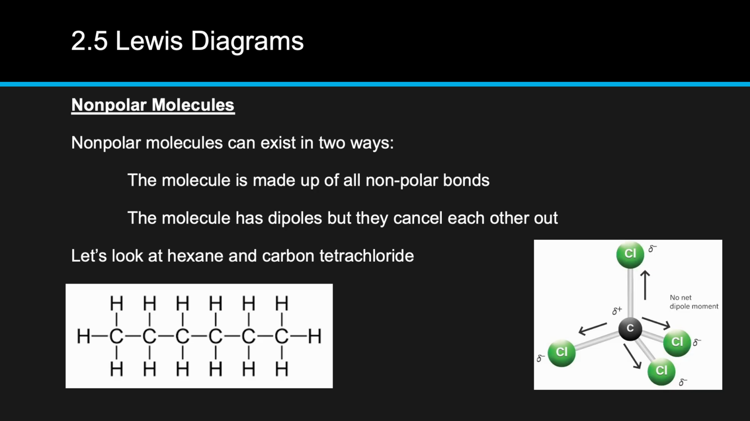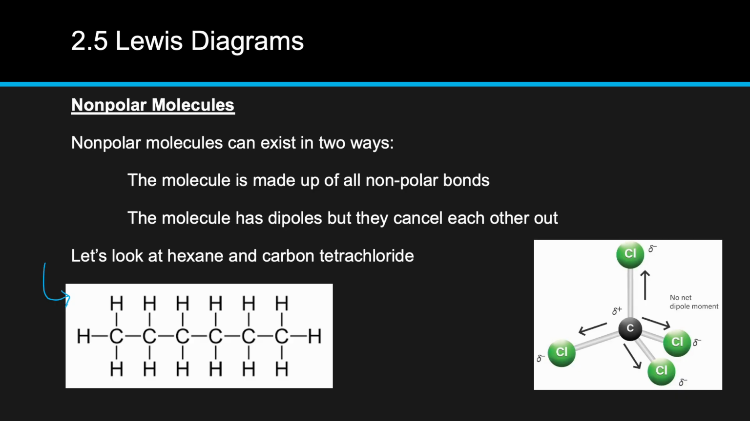Now let's focus on what would classify a nonpolar molecule. A nonpolar molecule can exist in 2 ways. Number 1, if it's made up of all nonpolar bonds. At this point, you should know that a carbon to hydrogen bond is nonpolar. So if you have a molecule that's made up of all carbons and hydrogens, you know that automatically it's going to be nonpolar because there's no polar bonds in that molecule at all. So hexane over here is nonpolar because all of those bonds in that molecule are nonpolar. So it can't be polar.